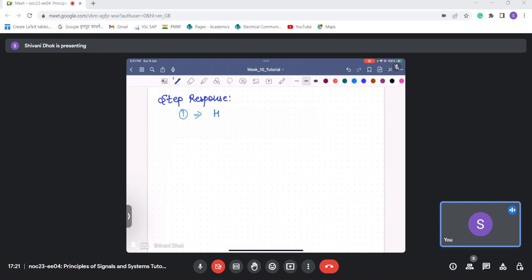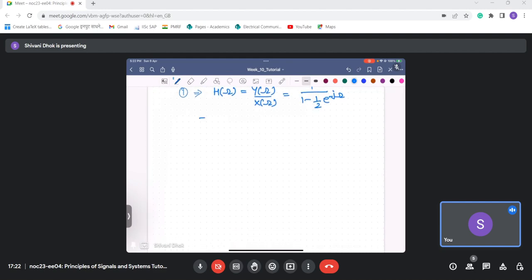H of omega, which is equal to y of omega upon x of omega, is equal to 1 upon 1 minus 1 by 2 e power minus j omega, which means that y of omega is equal to 1 upon 1 minus 1 by 2 e power minus j omega into x of omega.